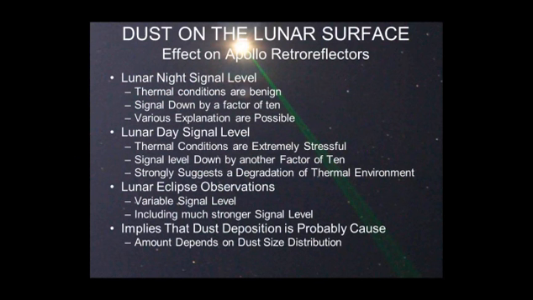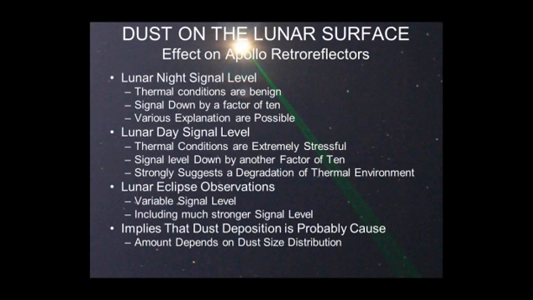Now, concerning the dust. For the Apollo arrays, the nighttime signal level was down by a factor of 10 from what we expected, or is now down by a factor of 10. Various explanations are possible. During lunar day, thermal conditions are extremely stressful, and the signal level goes down by another factor of 10. And so this strongly implies a thermal issue. Note that the magnitude of the signal has gone down, but there's been no degradation in the timing accuracy. So we're not losing any data.